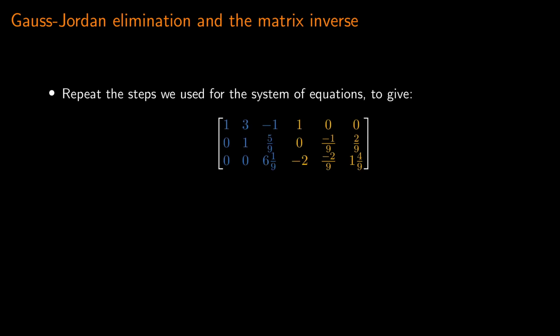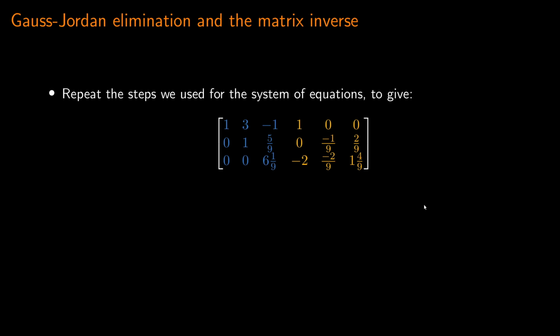So first of all, we repeat the steps that we used for the system of equations before to give this. Now, the only difference here, this is exactly the same, except I have now written out the numbers properly, maintaining precision using the fractional notation. So for example, instead of 6.1 recurring here, we have 6 1/9 and so on. Apologies if that is a little bit confusing. Some of the fractions do get quite close together.